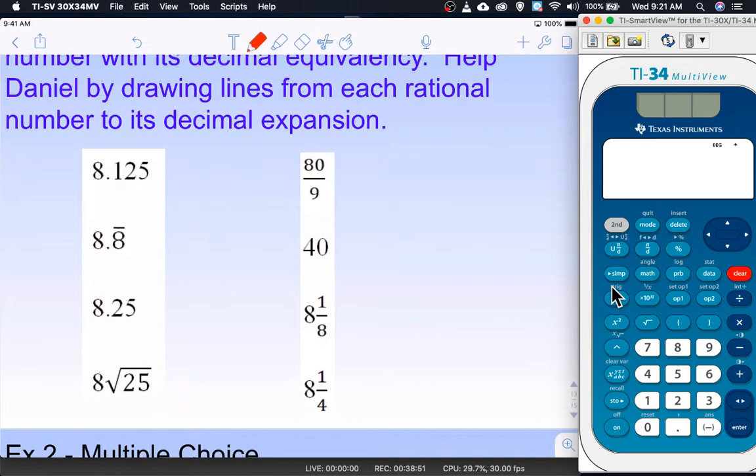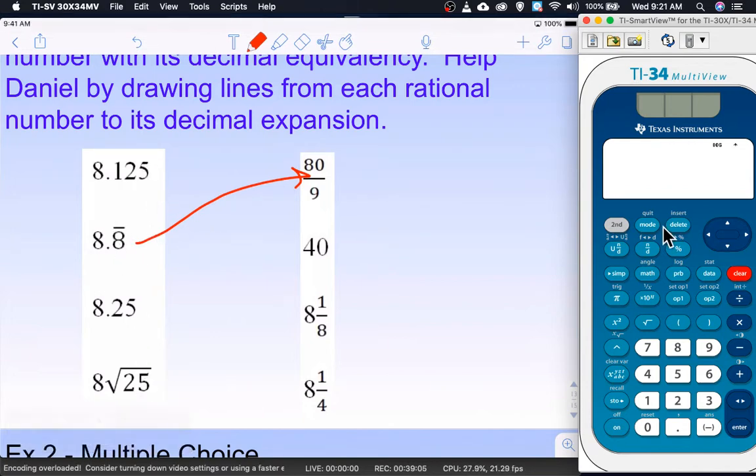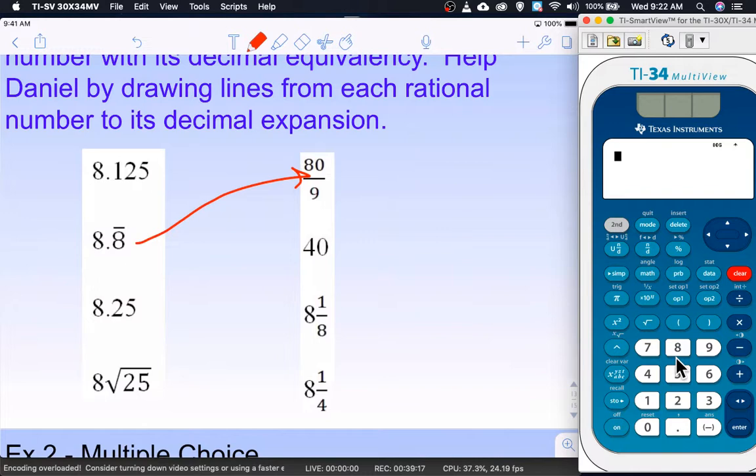All right. Now, as I was going to say, I recognize these two are going to go together. I recognize this over 9 means that this is going to be a repeating decimal. Out of these, this is the only repeating decimal. So I knew that one was going to be a thing. Other things I know. I know the fraction 1/4 is 0.25. So those two are a pair.